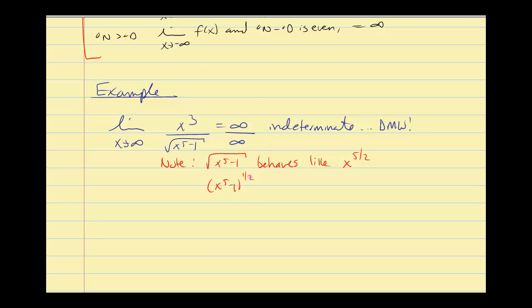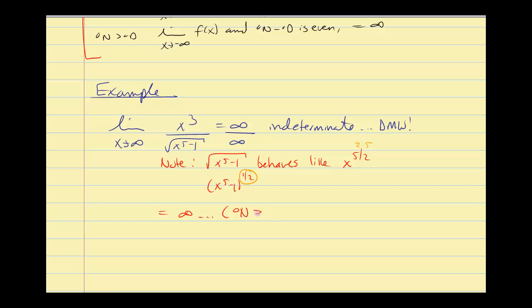Now we know, and I'm not even going to write this down, we cannot distribute this 1/2 to the x to the 5th or to the minus 1. So you cannot distribute an exponent across a sum or a difference. However, the behavior of these functions is going to be very similar. So at this point I can say, okay, 5 halves, that's the same as 2.5. So here the degree in the numerator is greater than how the denominator behaves as well, and so my overall limit would equal infinity.